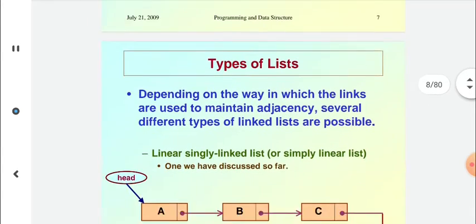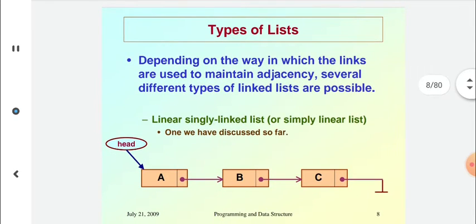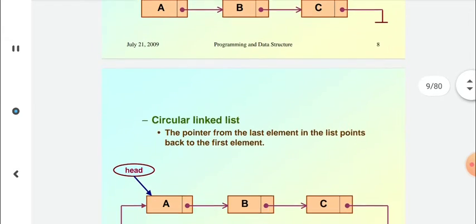Now talking about the types of linked list. Depending on the way in which the linked list is arranged, we can have a simple linear linked list. We call it a linear list, or simply linear list, where we have three nodes connected to each other and we have a head pointer.